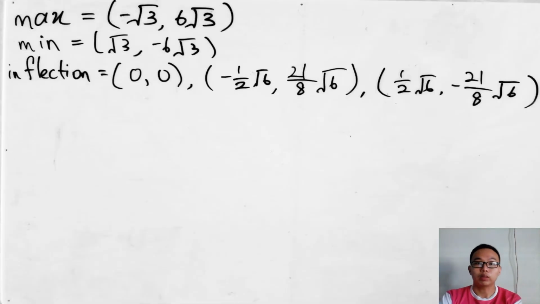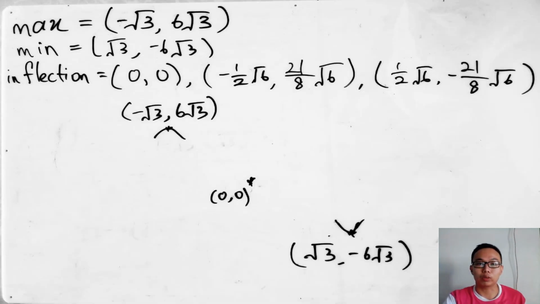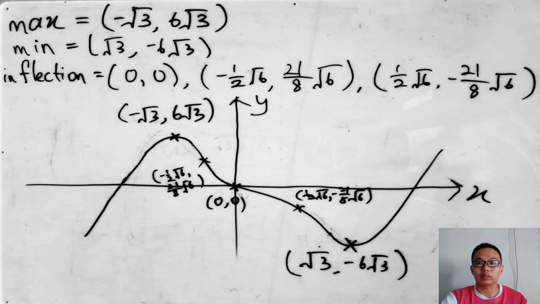For the last step, we summarize all the points that we get: maximum point, minimum point, and point of inflection. Then we can start to sketch the graph. So we need to plot out all the critical points first. Then the pattern of the graph can already be seen clearly. And then finally connect all the dots and draw out the x-axis and y-axis.